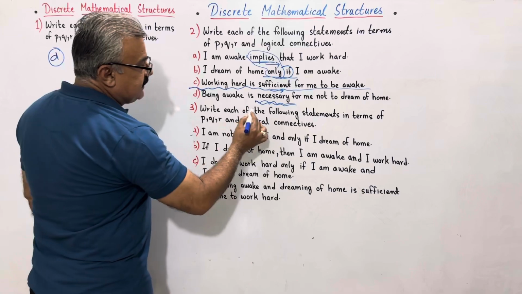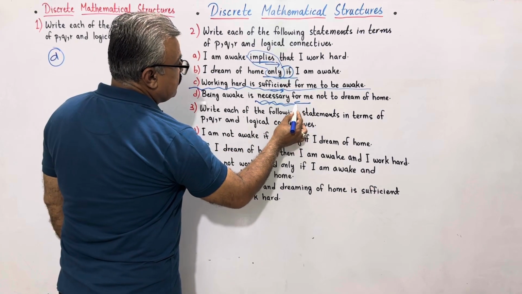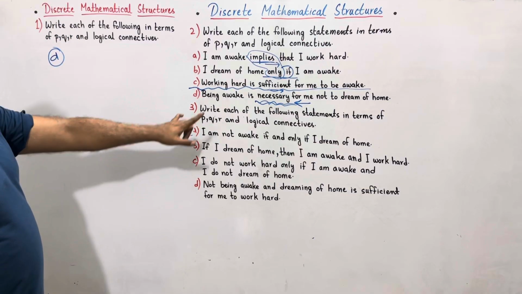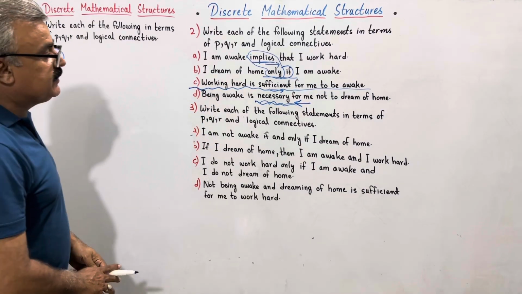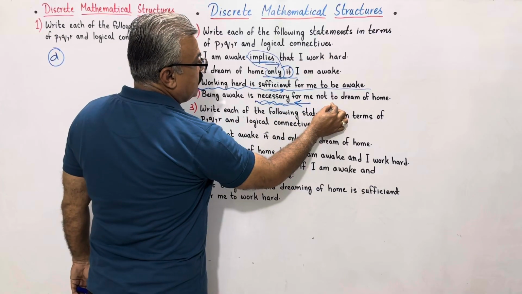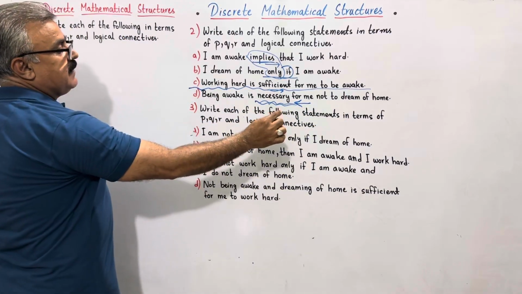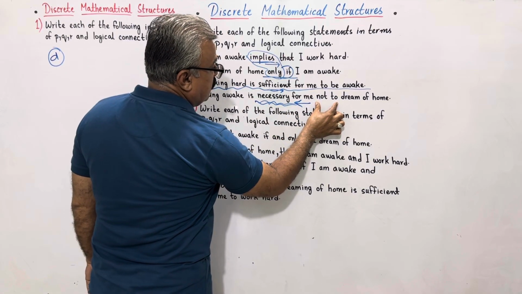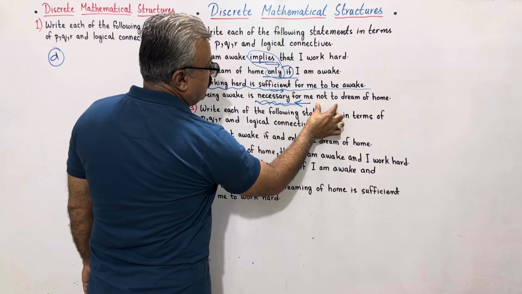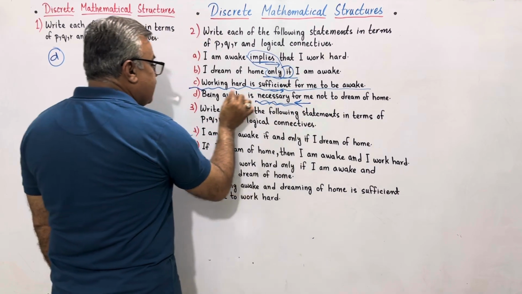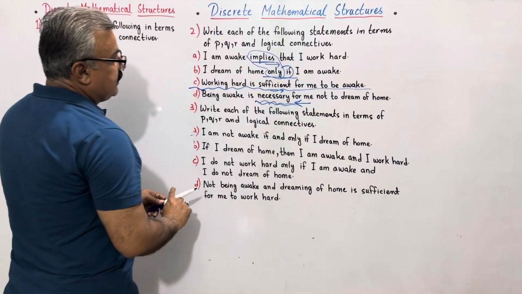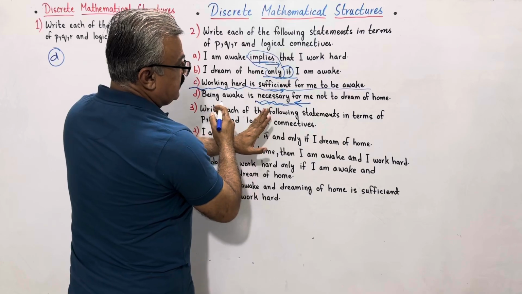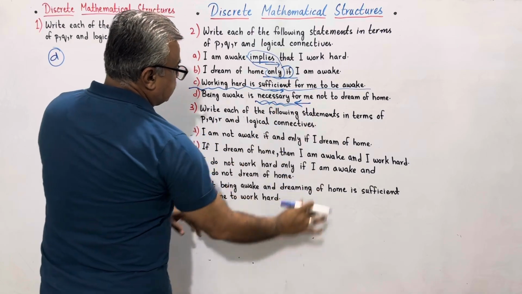It is necessary in that case. Necessary shows a reverse arrow. Necessary stands for a reverse arrow. It means if I do not dream of home, then I am awake. That is the converse of this statement, to be our right connective in that case.